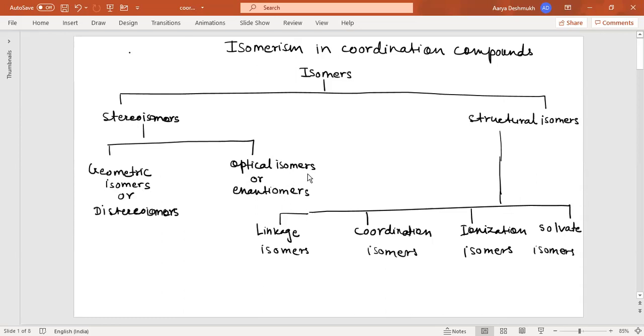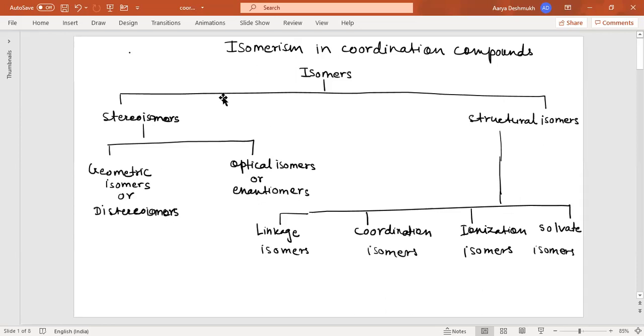In case of optical isomerism, you have to be aware of plane polarized light and so on, so we'll discuss that in detail later. Basically these stereoisomers are of two different types, geometric isomers and optical isomers. Geometric isomers are also called diastereoisomers, and optical isomers are also called enantiomers. They are not mirror images of one another. Then structural isomers are of four different types: linkage, coordination, ionization, and solvent isomers.